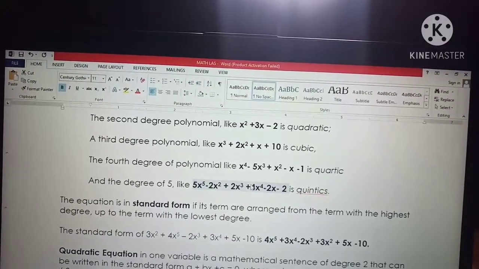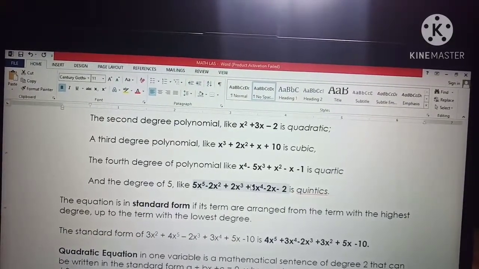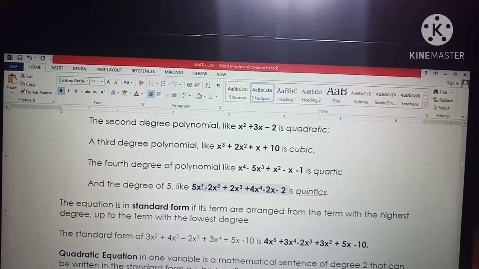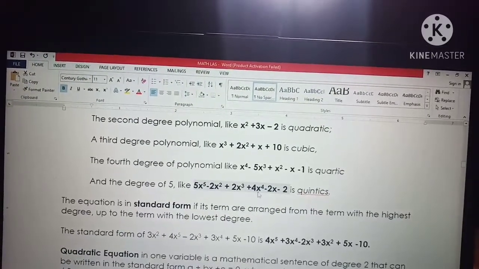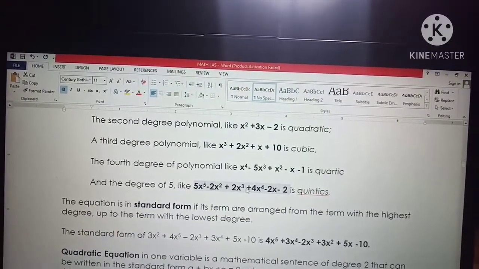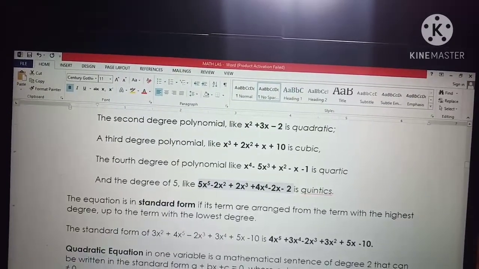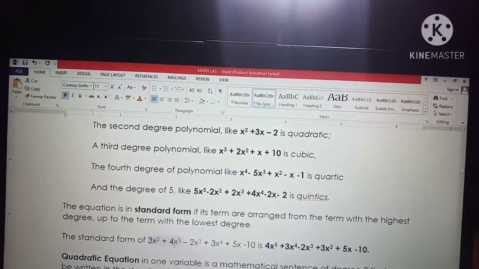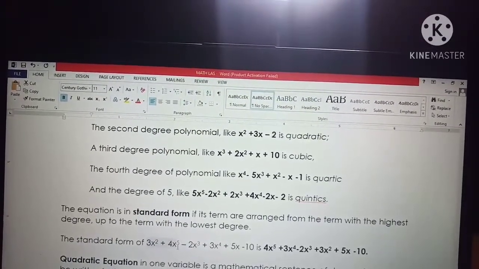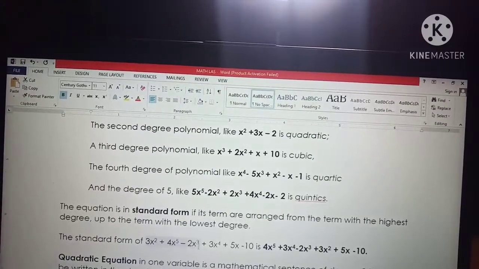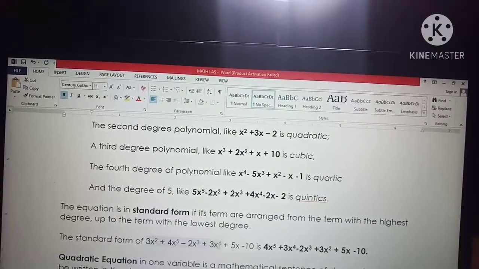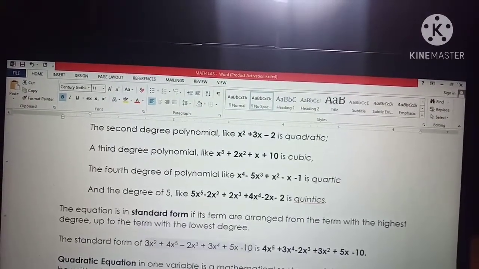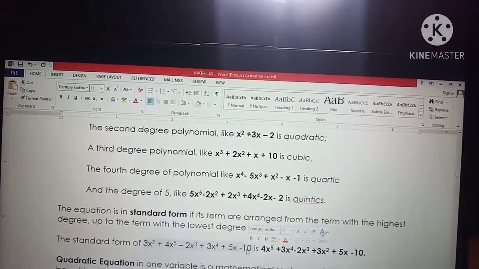So, very easy lang. Gagawin natin is i-arrange natin yung degree or yung term niya. So, magsisimula tayo sa the power of 5, pagkatapos yung the power of 4, pagkatapos yung cube, yung squared. So, for example, we have 3x squared plus 4x raised to the power of 5 minus 2x cubed plus 3x raised to the power of 4 plus 5x minus 10. So, this equation is not written in the standard form.